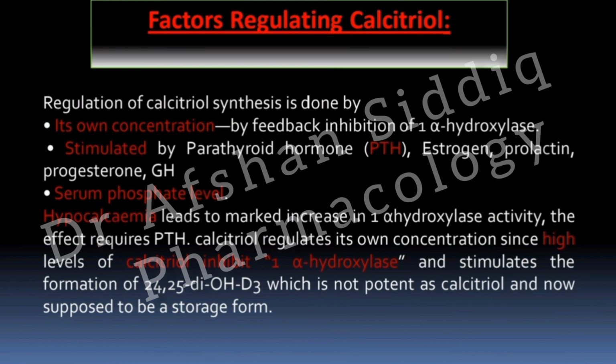Calcitriol regulates its own concentration, since a high level of calcitriol produces an inhibitory effect on the renal enzyme. Okay? And it stimulates the formation of, as I discussed in the beginning, the less active form, that is 24, 25 dihydroxy vitamin D3.